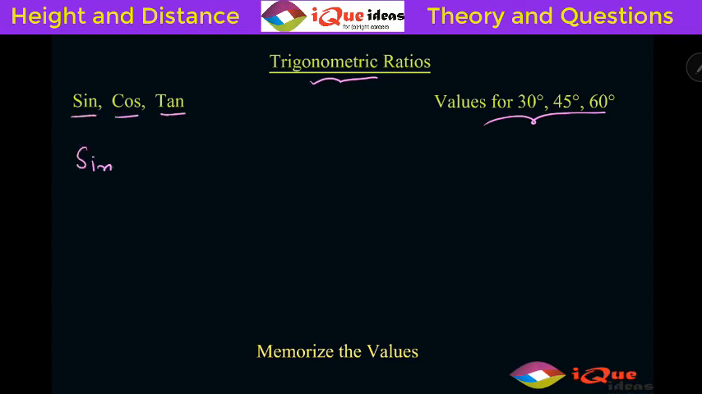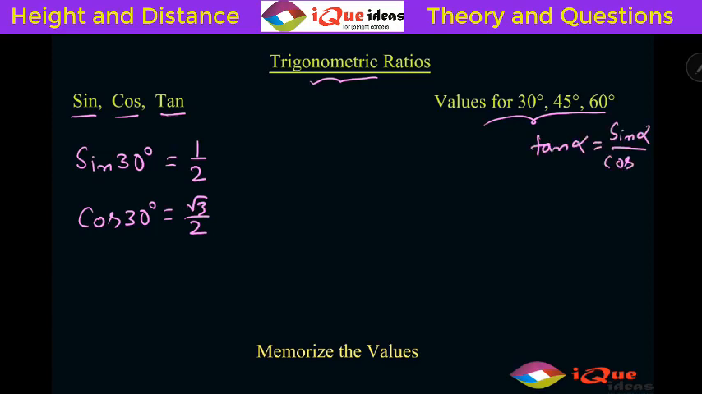So let me write it. Sine 30 degree. How much is sine 30 degree? You can use it as 1 by 2. Similarly, cos 30 degree, you can directly use it as root 3 by 2. And there is another relation that we must know. Tan alpha is equal to sine alpha upon cos alpha. We all know that, in fact, right?